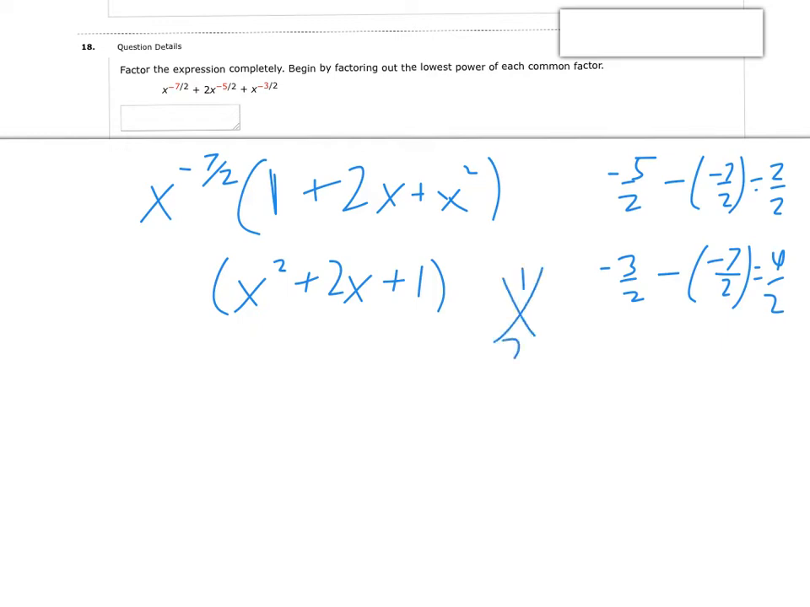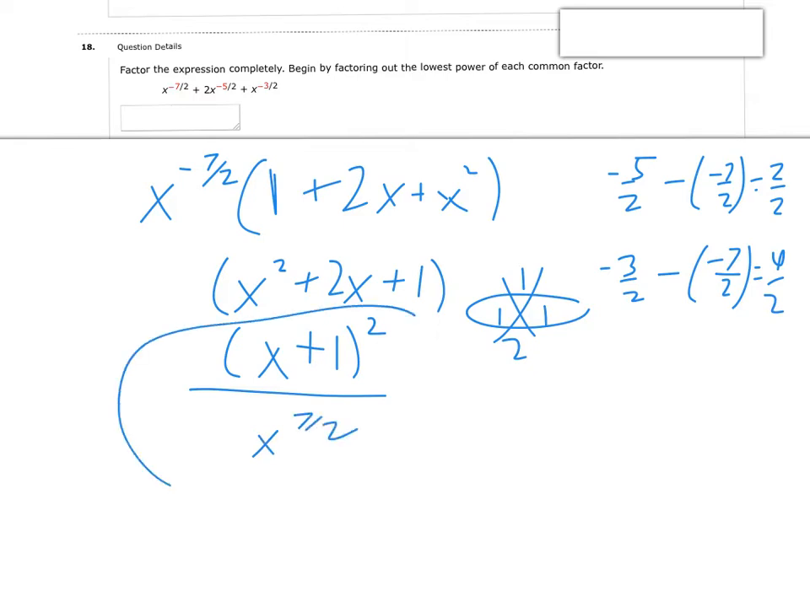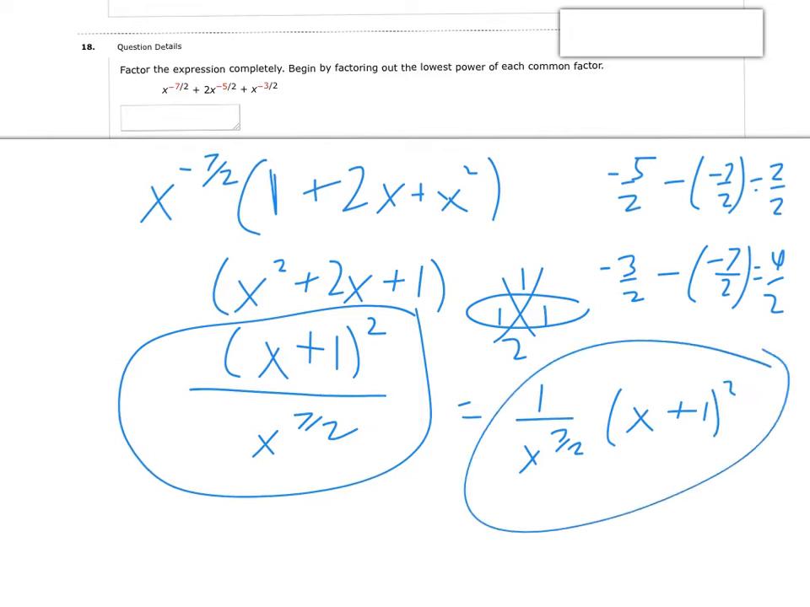So multiplying to 1 and adding to 2 would be 1 and 1. So I would always write that as x plus 1 squared here, since it came up twice. And then I would go ahead and drop this x to the 7 over 2 down to the bottom. You may have to write it like this, so if that first way doesn't work, just kind of like last time, go ahead and write it like that.